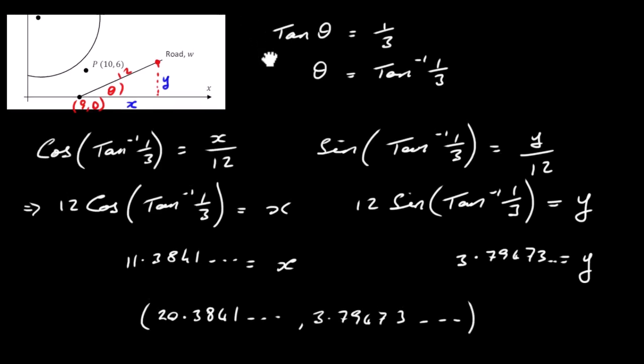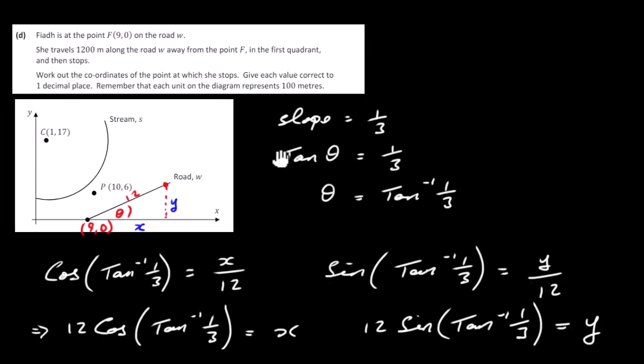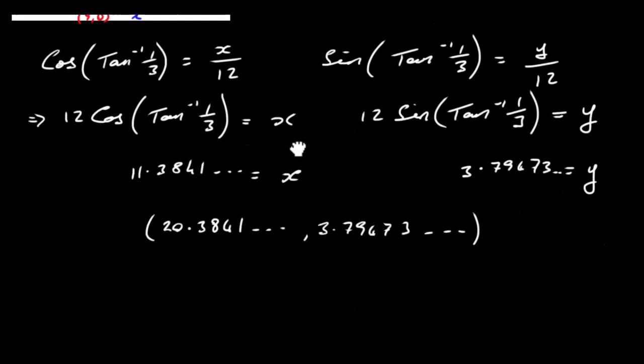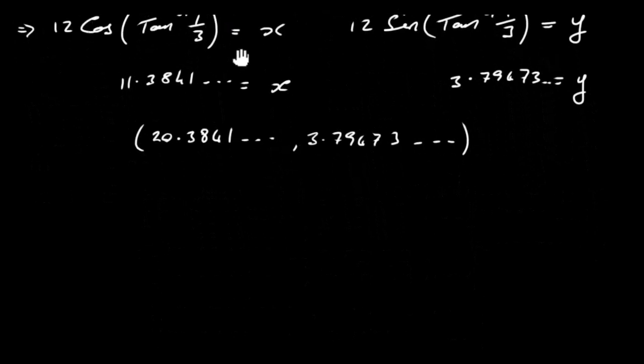Now let me just read the question again. Work out the coordinates of the point at which she stops. Give each value correct to one decimal place. They're looking for coordinates here, so I'm assuming they want the actual distances divided by 100 rather than the actual distance, the coordinates in terms of units. So I'm going to leave it like this, but I've got to round it to one decimal place.